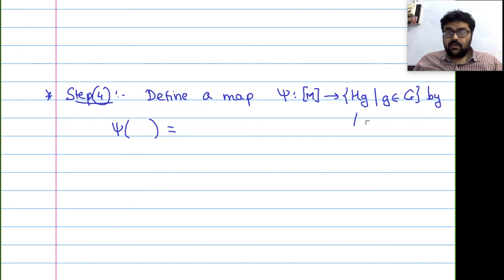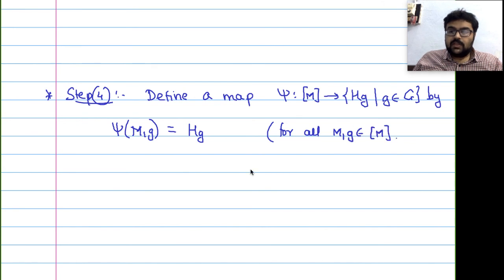So no one is special, but here we write every element is of the form M1G for some G. M1 is also of the form M1G where G equals identity. M2 is equivalent to M1, therefore M2 equals M1G for some G. M3 is equivalent to M1, so M3 can be written as M1G for some other G. So every element here I can write in general as M1G. As soon as I get G, I can write HG, for all M1G in this equivalence class. This is the map we have defined.